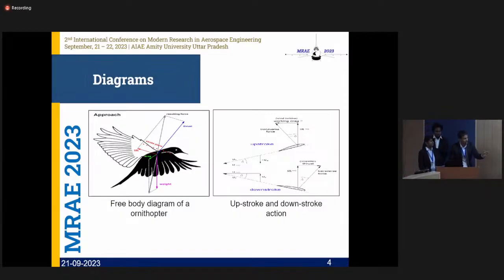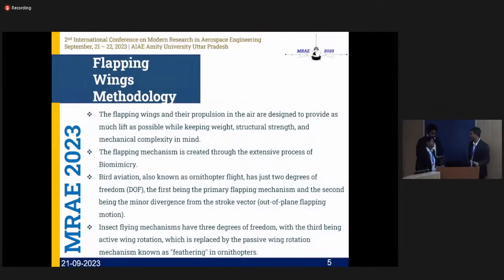These are the free body diagrams of an ornithopter or a bird, and the next picture shows how the upstroke and downstroke of one flap is carried out. The primary challenge in designing the flapping wings of an ornithopter lies in maximizing the lift produced by it. It's a delicate balance between maximizing the lift while the structure still holds its structural strength, and the whole mechanism should also be less complex, or else it will be very difficult to manufacture and design.